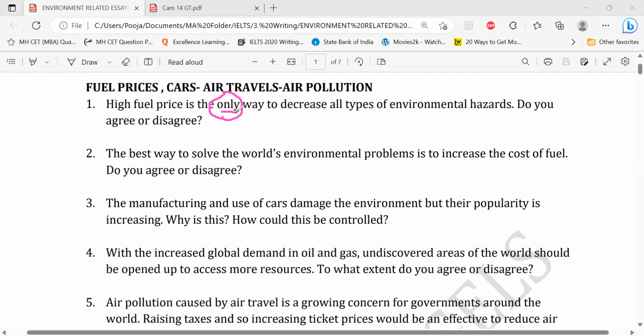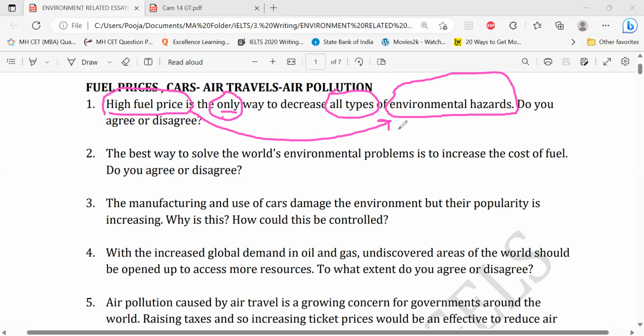Just increase the price. If you remember, the prices of petrol in real life were around 114, 120, they reached in that range. Now again, they have reduced to a certain extent, right? So high fuel prices is a solution for what? All types of environmental hazards, not just air pollution. Now tell me something. What types of environmental hazards are you thinking which high fuel price will solve?